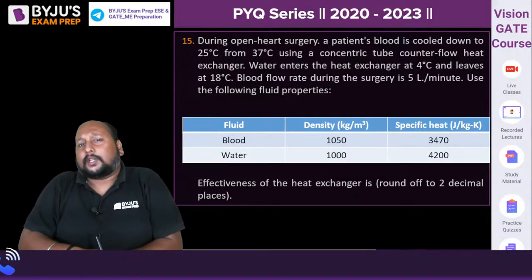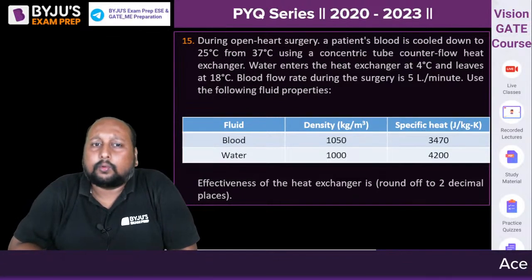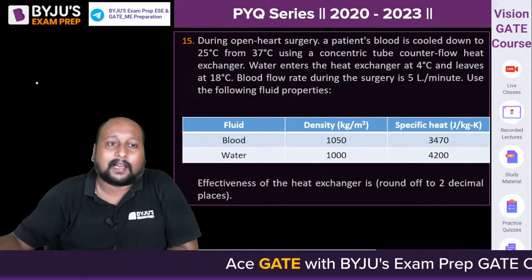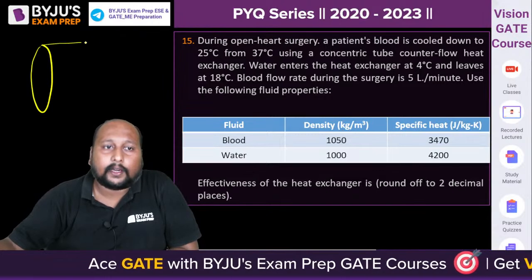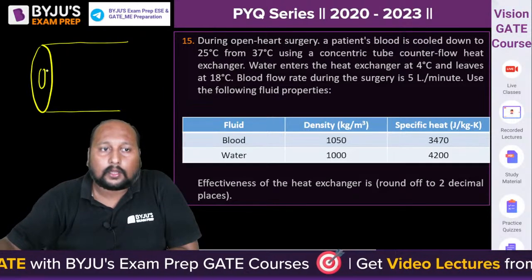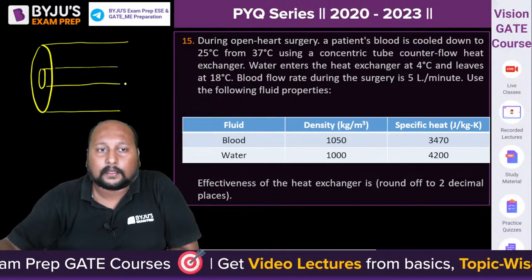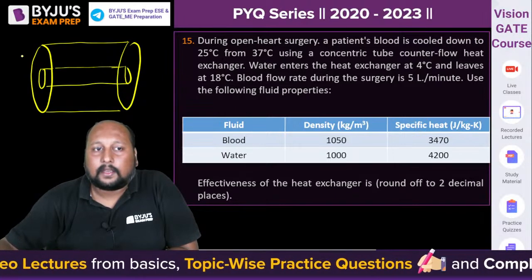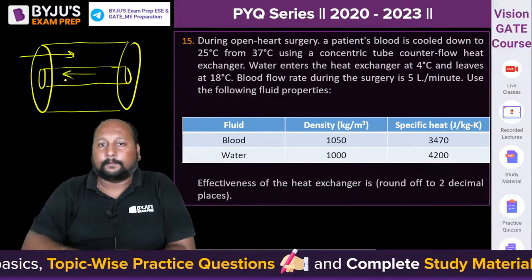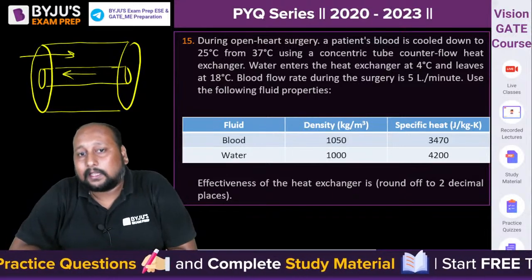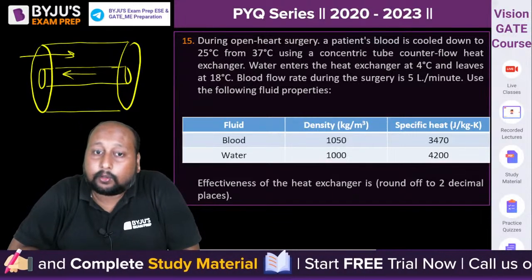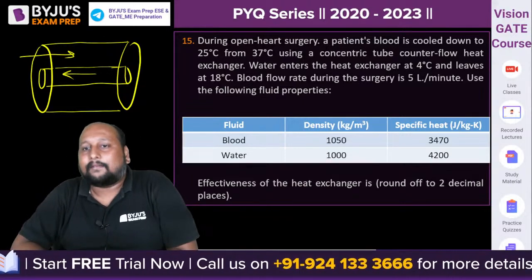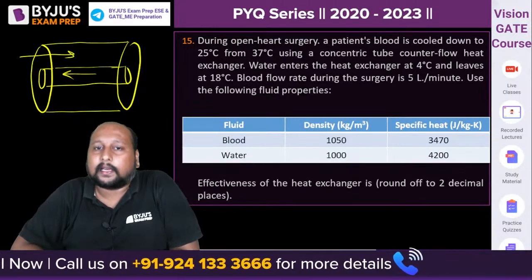During open heart surgery, a patient's blood is cooled down to 25 from 37 degrees Celsius by using a concentric counterflow heat exchanger. So we are having a concentric counterflow heat exchanger, something like this. One of the fluids is moving like this, the second fluid is moving like this. Water enters at 4 and leaves at 18. The blood flow rate is 5 liters per minute. Using the following properties, can you tell me what is the effectiveness of the heat exchanger, guys? Quickly.